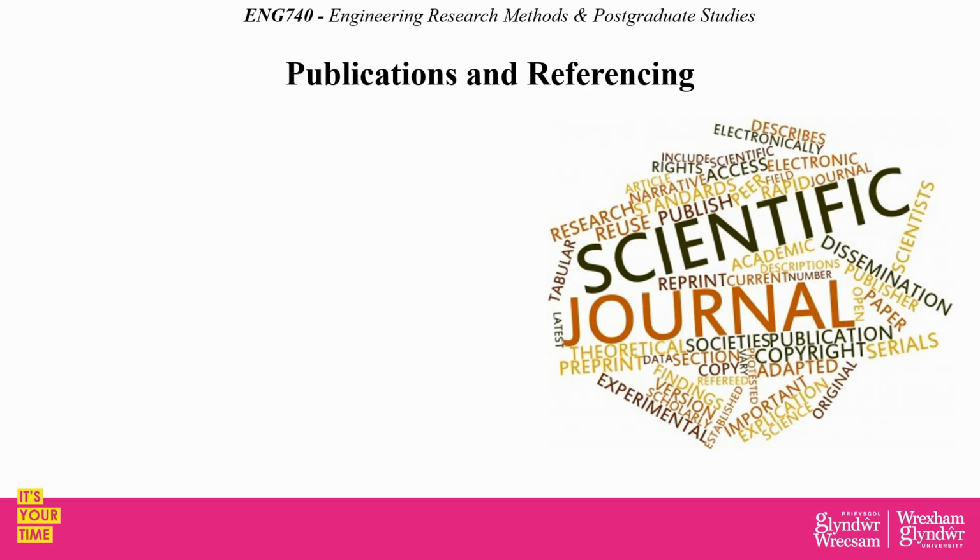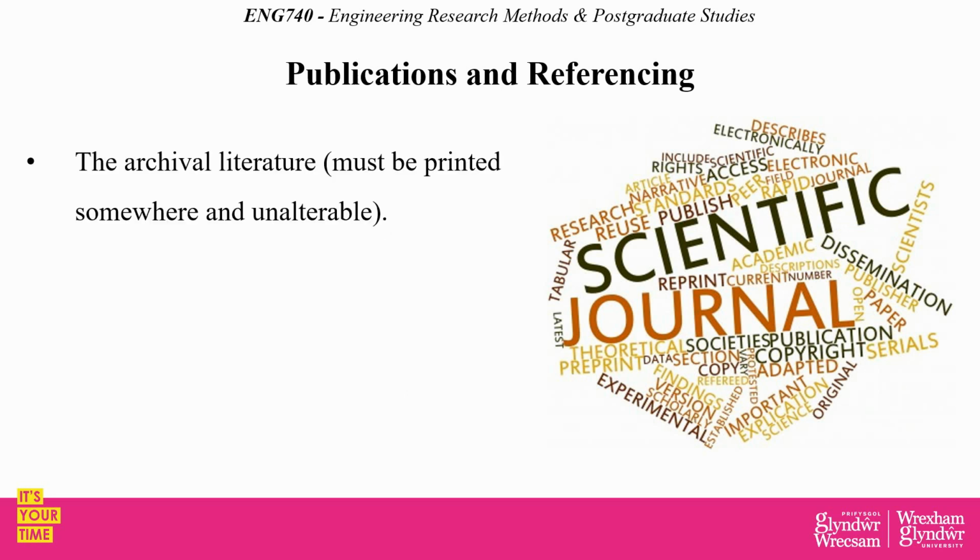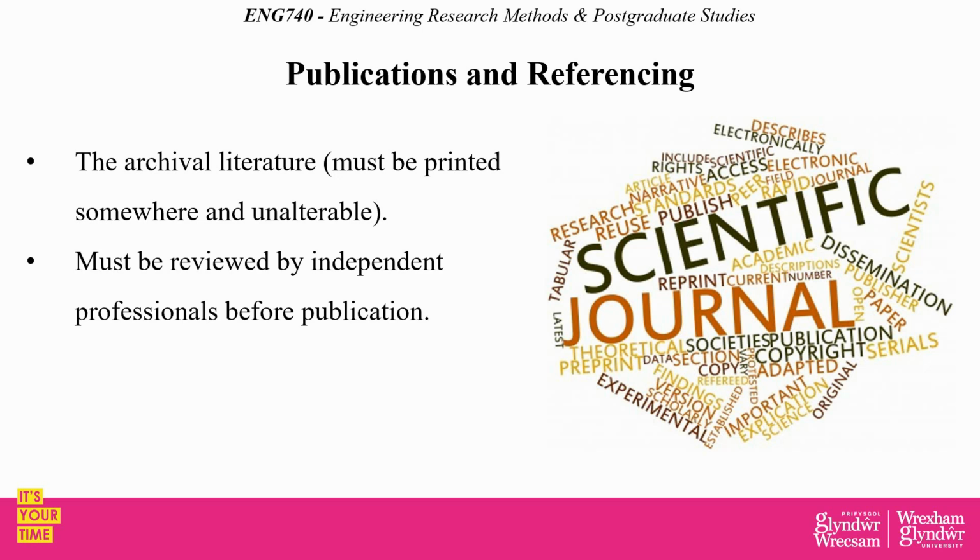So publications and referencing is where the research gets published and where the outcome is. And this is going to be one of the first things that you will do, is to understand where and how to obtain the publications for your referencing, because they'll be the building blocks of your research. So the one thing is that the literature must be printed somewhere, and it must not be changed or alterable. It must be reviewed by independent professionals before publication.